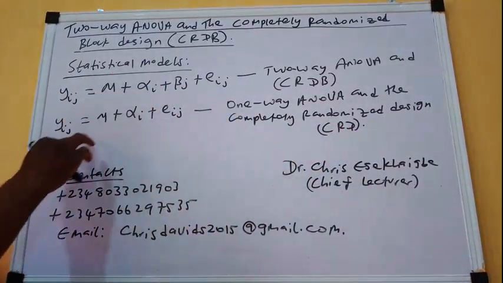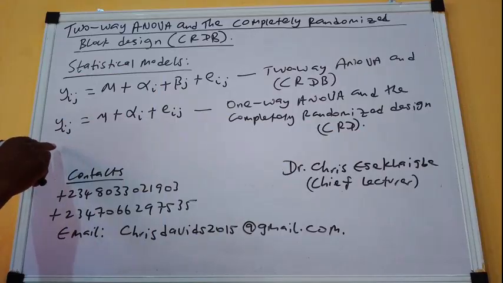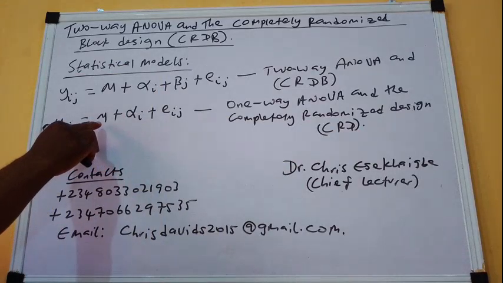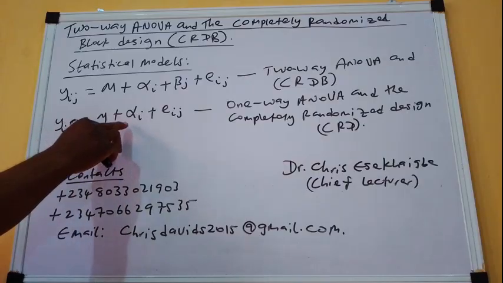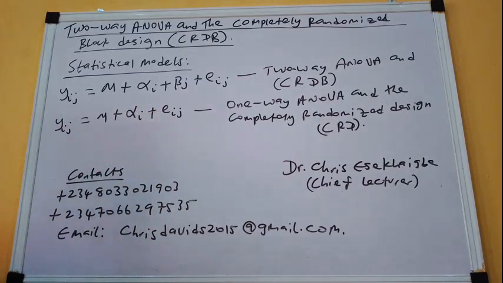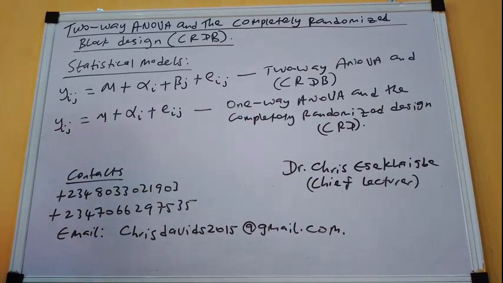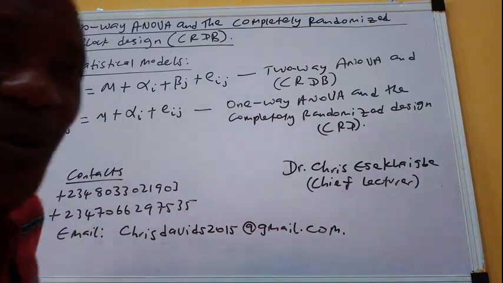The statistical model for the one-way Anova is given as this: mu plus alpha i plus e_ij. Mu stands for the population mean, alpha i stands for the effect due to treatment i, while e_ij stands for the error term.